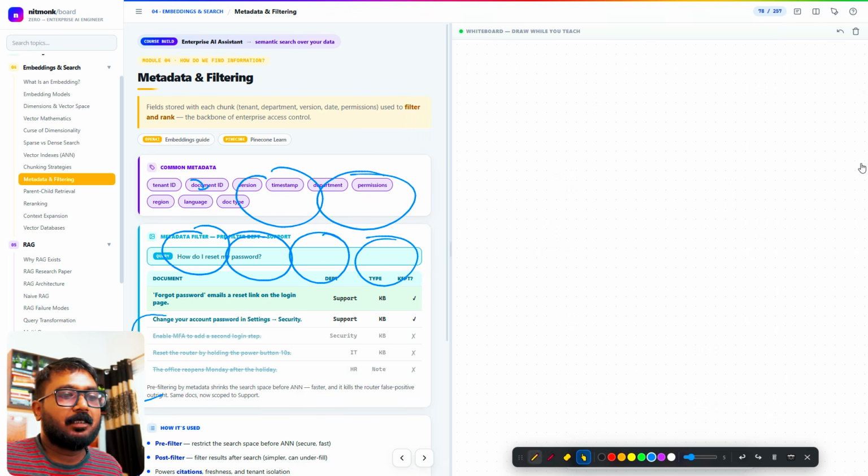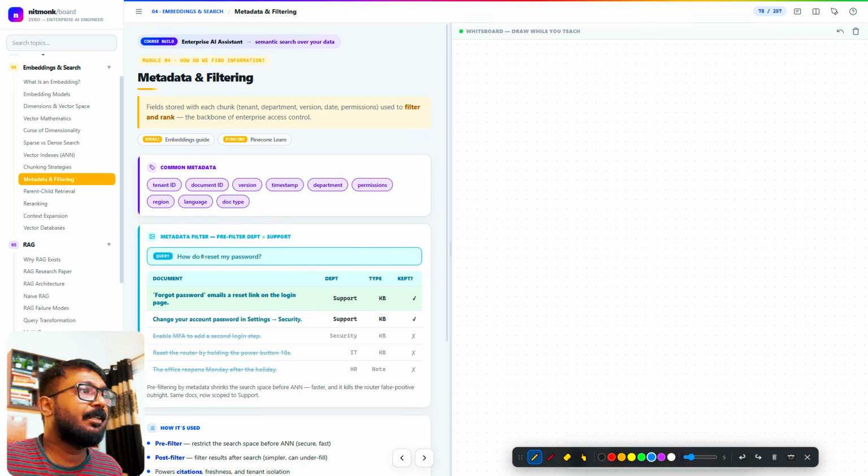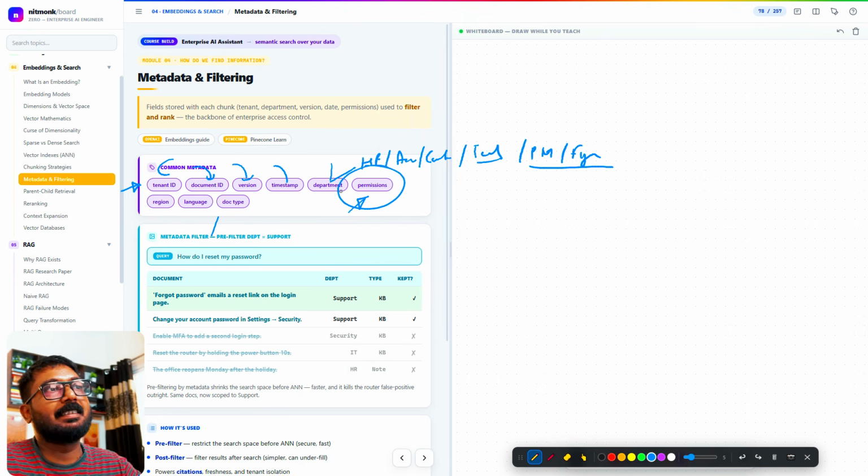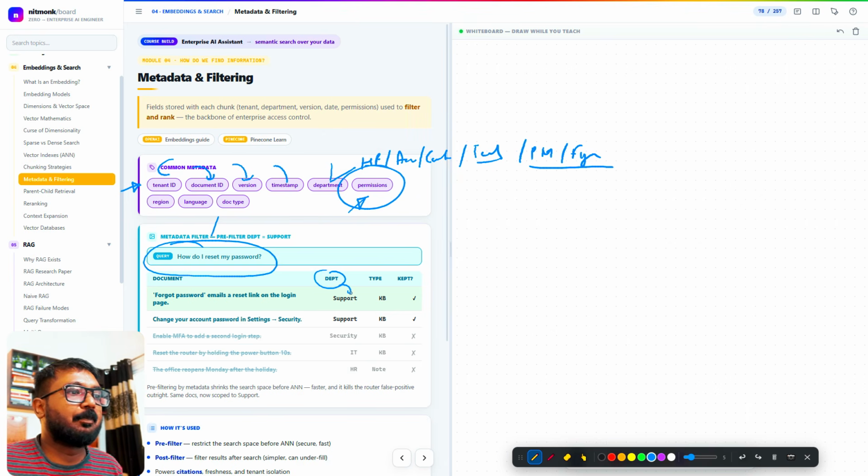Metadata filtering, the favorite topic I have. Here what happens is, for common metadata, you try to figure out token ID, the document ID, version, timestamp, department like HR department, accounts department, coding department, tech department, PM department, Figma department. All these things you can index, right? In a bigger company, you can have a number of departments, permissions, doc type. Permissions is also really important, like who can see these documents. So if the question is how do I reset my password, you say the department is support, right?